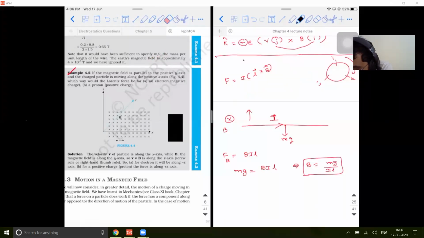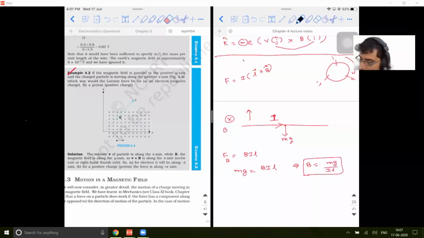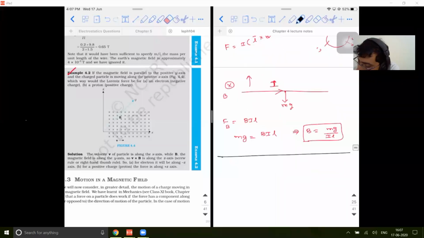So if the magnetic field is parallel to the positive y-axis, in this question the y-axis is taken away from us. It is up to us to choose the axis. It is not necessary that y should always be the positive. So if in the question they have changed it, it is to be taken. If the magnetic field is parallel to the positive y-axis and the charged particle is moving along the positive x-axis, which way would the Lorentz force be for an electron and for a proton? You can tell me. For electron, it's minus k cap. For proton, positive k cap.